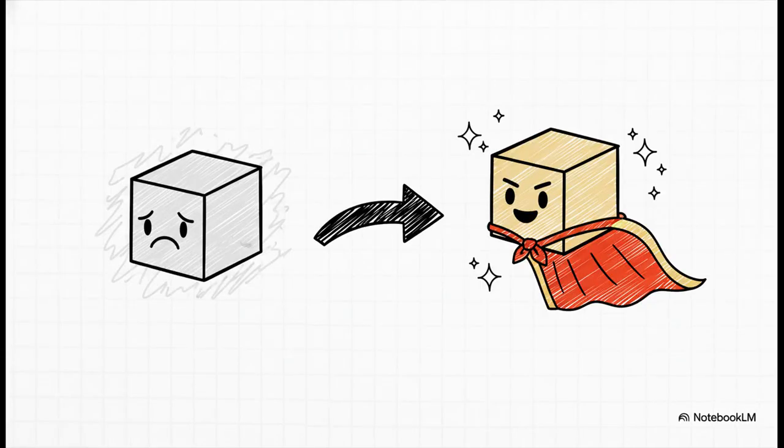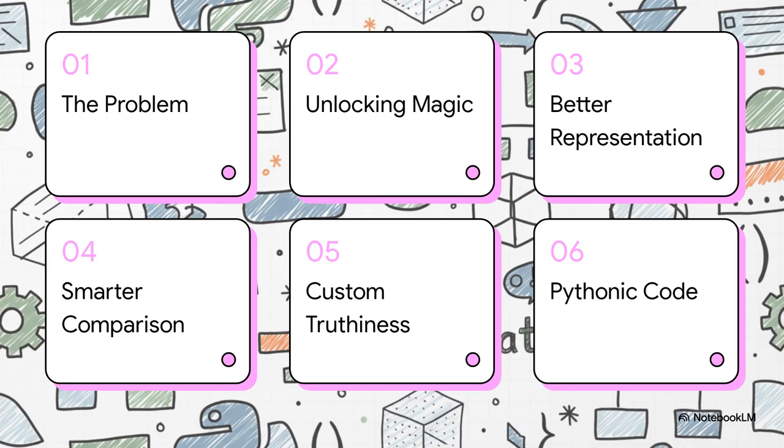Okay, but what if I told you there's a secret to all this? A way to teach your own objects how to play by Python's rules. That's what we're doing today. We are going to give your objects some superpowers. Real superpowers that let them hook right into the core of the language and act just as cool as the built-ins.